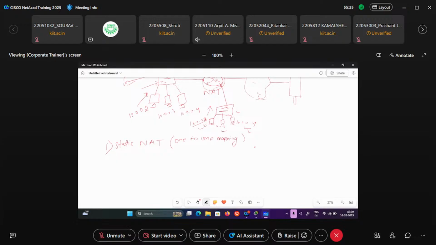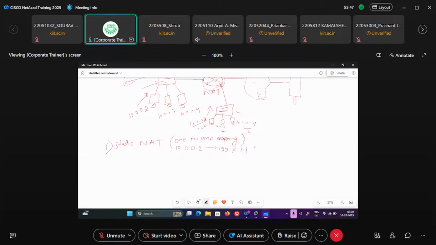What does it mean by this 1-to-1 mapping? Each and every private IP should be mapped with one public IP. Suppose you have an IP like 10.0.0.2. This is one of the private IPs. So maybe if you are using an IP like 122.x, where x can be any value from 0 to 255, 1.1.